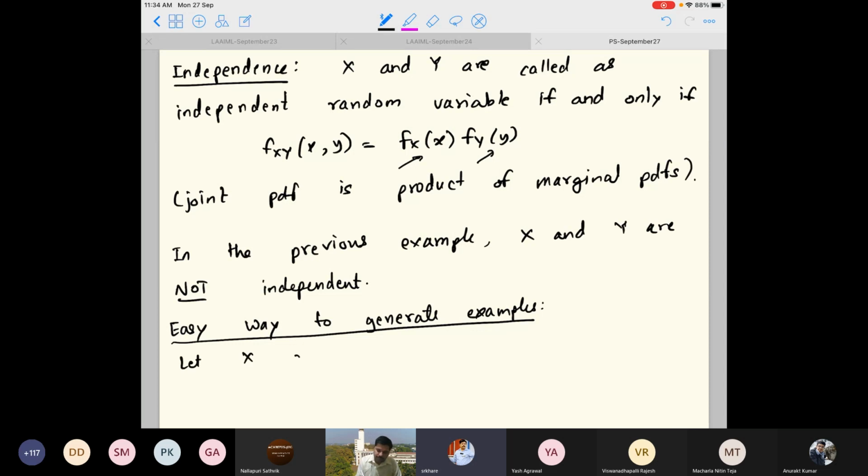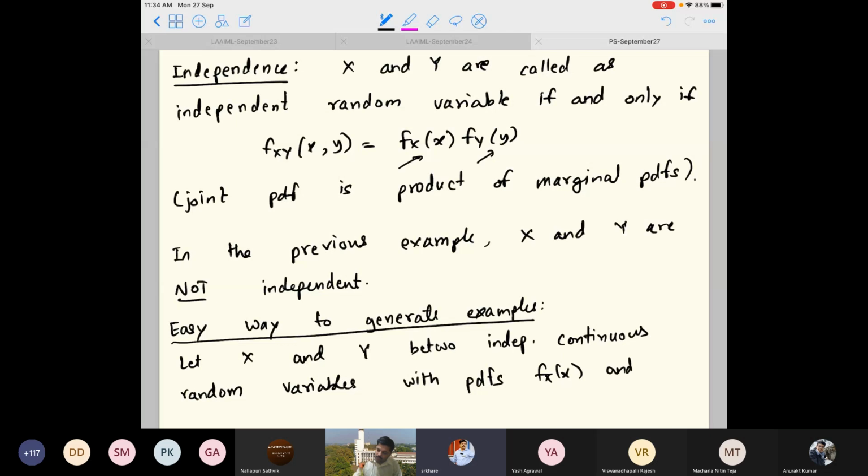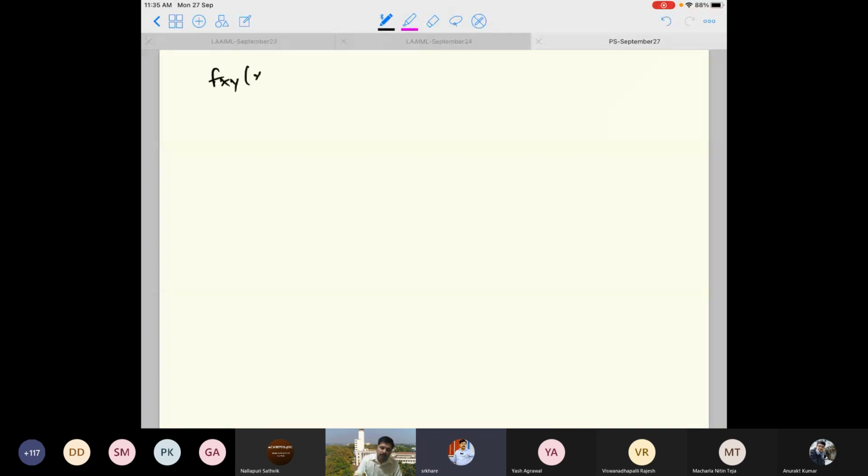So let x and y be two independent continuous random variables with PDFs fx and fy respectively. Then I define the joint PDF of xy as fx(x) into fy(y), correct? So I will do this.